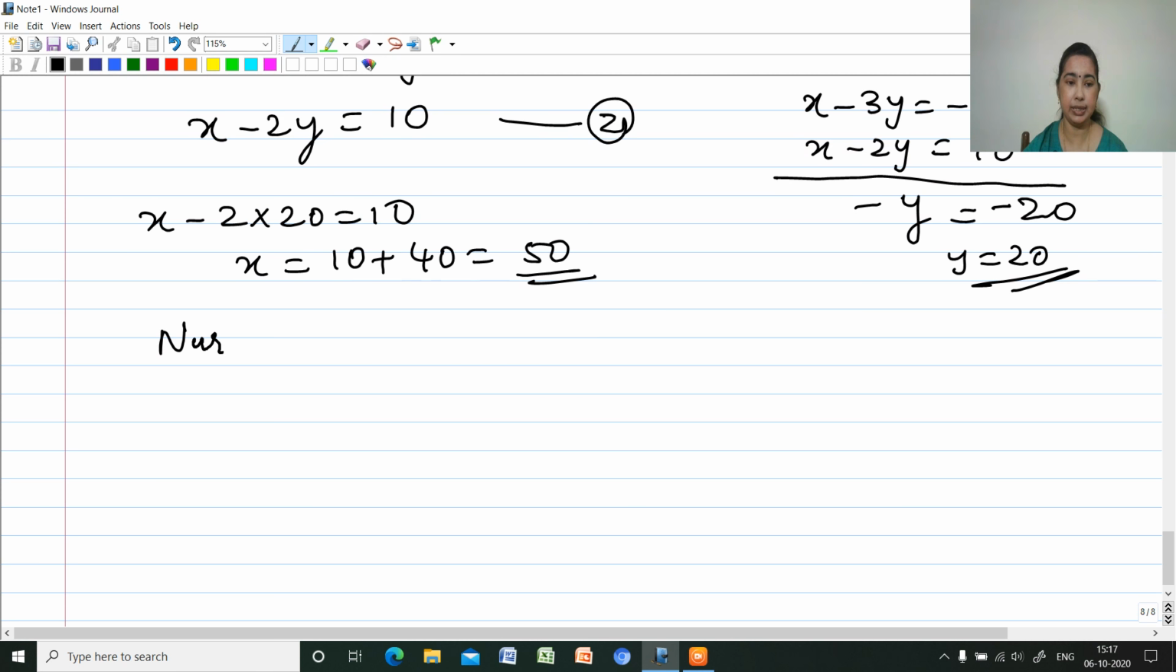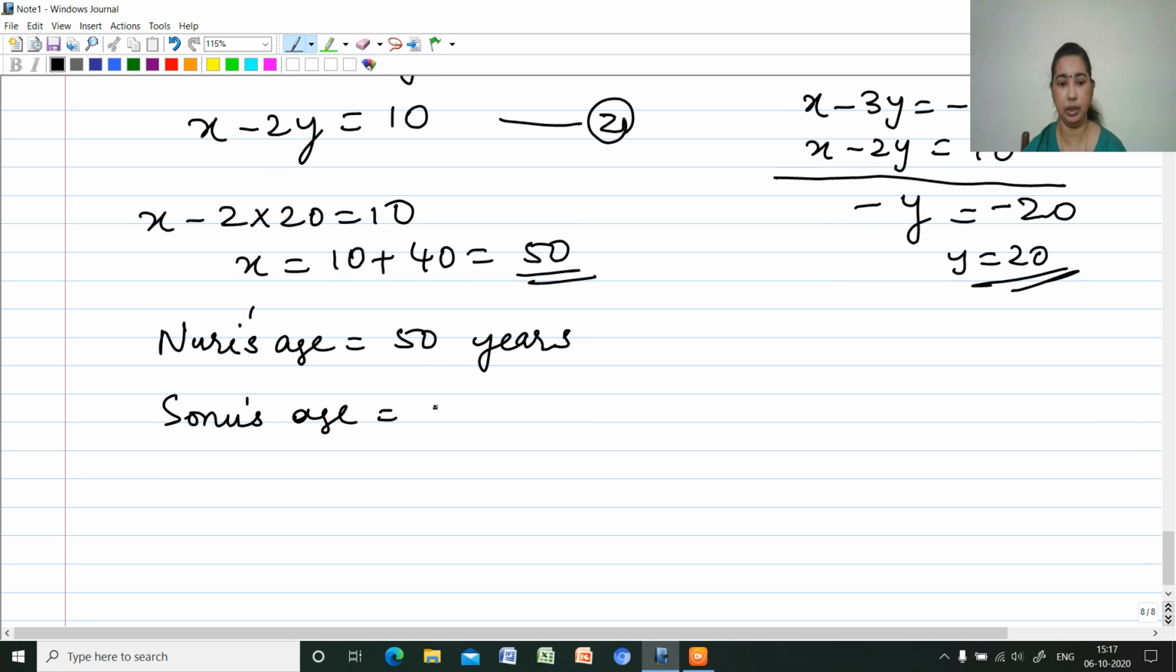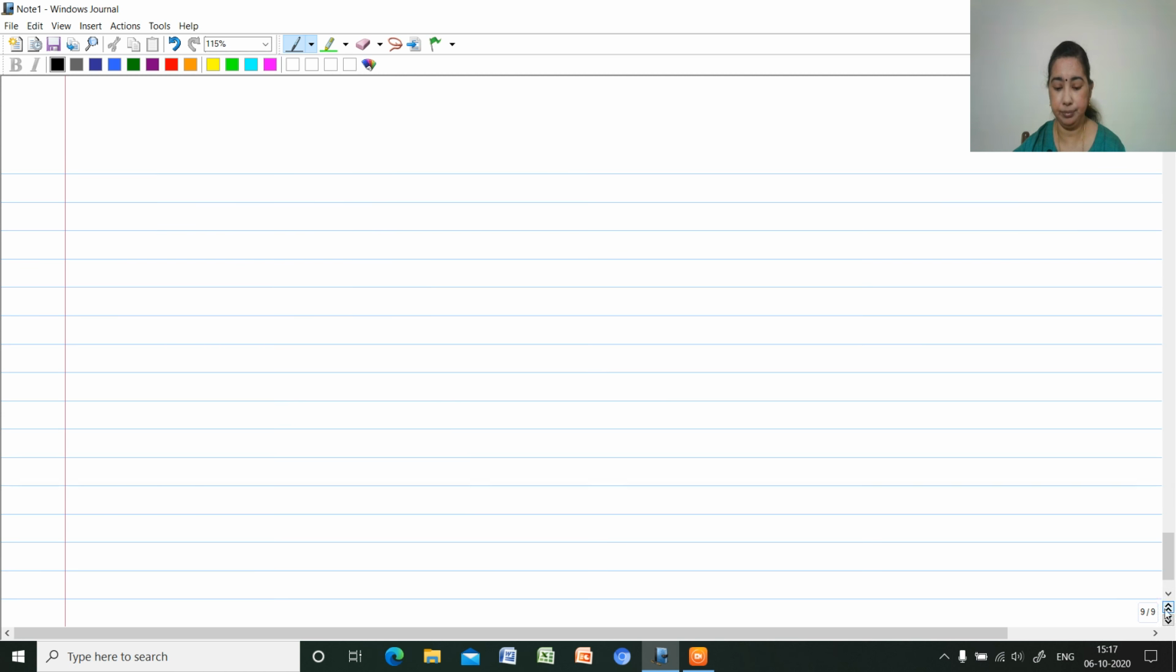So Noori's age equal to 50 years. Sonu's age equal to 20 years. Next one.